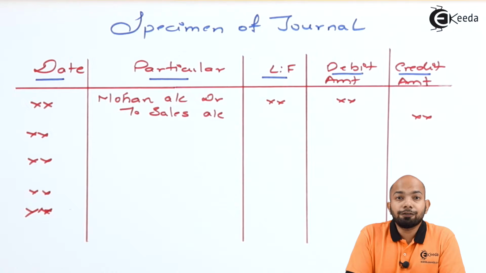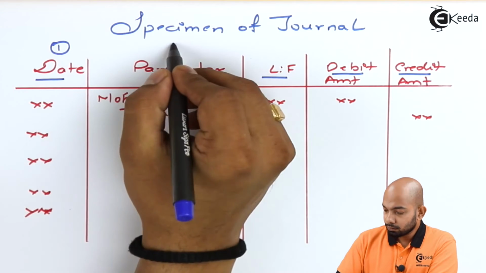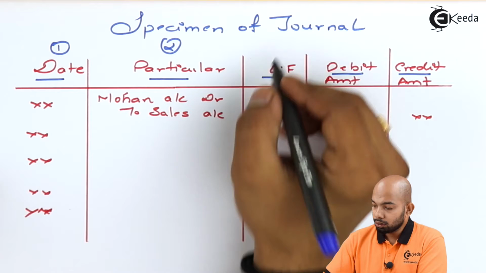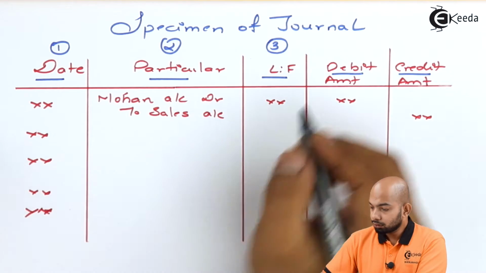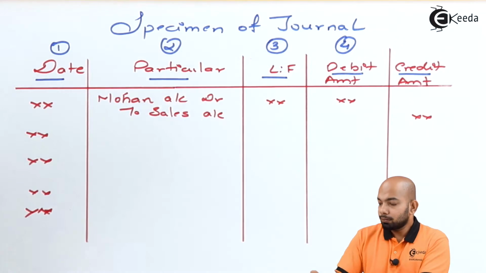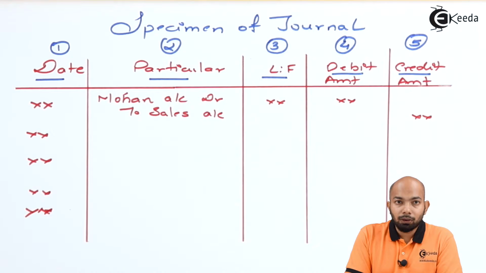If you can see, it is a 5-column specimen. First being date, second being particulars, third being ledger folio, fourth being debit amount, and the fifth being credit amount.